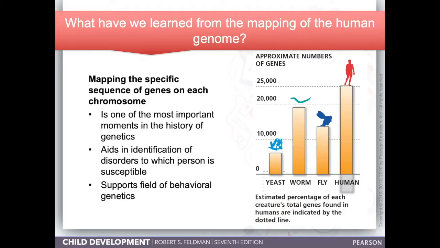This chart shows the approximate number of genes from yeast, the live culture that you would use to make bread, to a worm, to a fly, to a human. The estimated percentage of each creature's total genes found in humans is indicated by the dotted line. So you can see obviously humans are all the way at the top there.